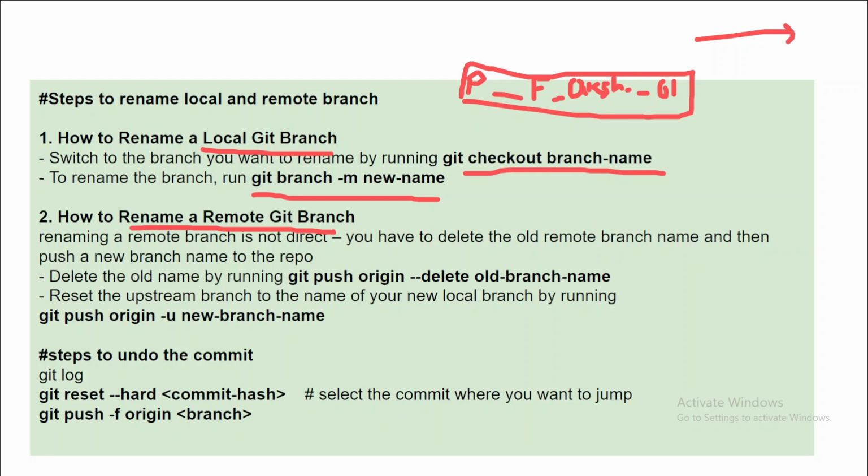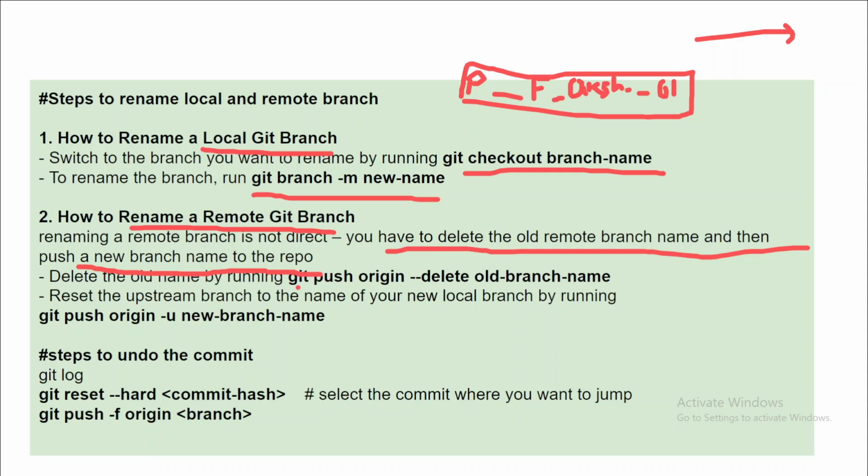So you need to delete. As we do for the local branch, that is simple. Just rename it with a simple command. But renaming a remote branch is very difficult or tricky. It's not a direct thing. So you have to first delete the old remote branch name, and then push a new branch name to the repository.